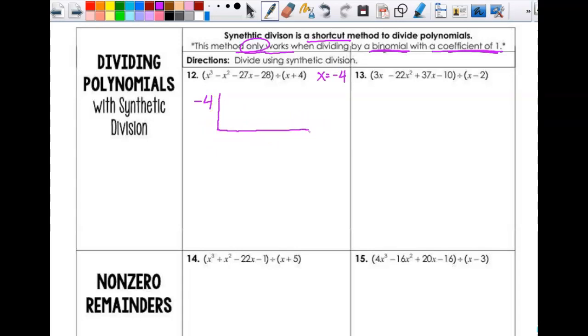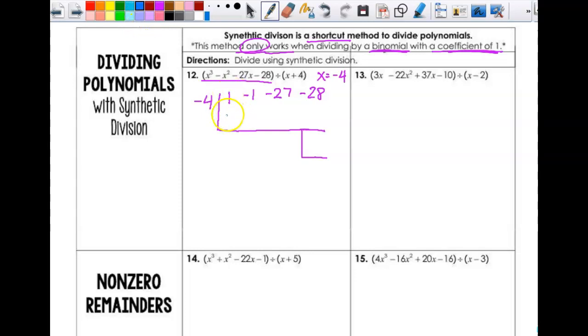And inside of here, we put only the coefficients of what we're dividing into. So my coefficients here are 1, negative 1, negative 27, and negative 28. And then under the last one, we put a little box here. That's where our remainder goes. Then this is the process of how to use these numbers.